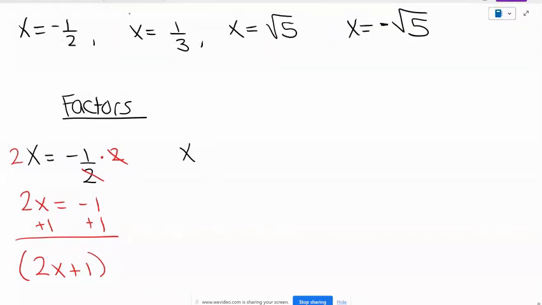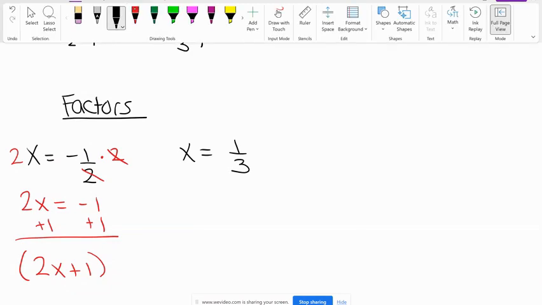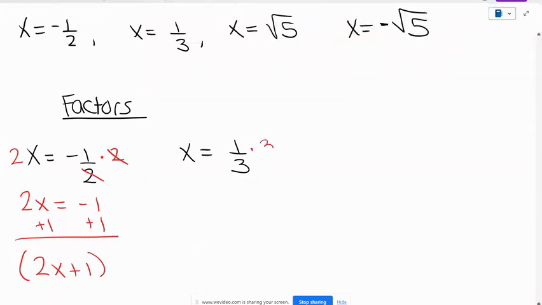So then we have x equals 1/3. How do I change this back into a factor? Same thing. So first step, multiply by 3. So now we're going to have 3x equals 1. Then what should I do? Subtract that 1. So we're going to have 3x minus 1 is our second factor.